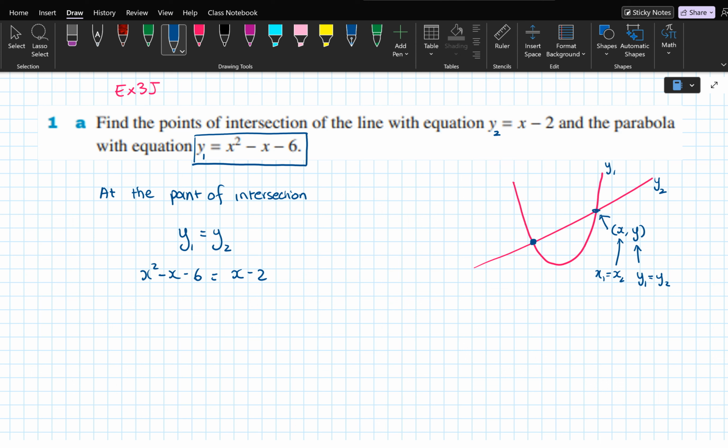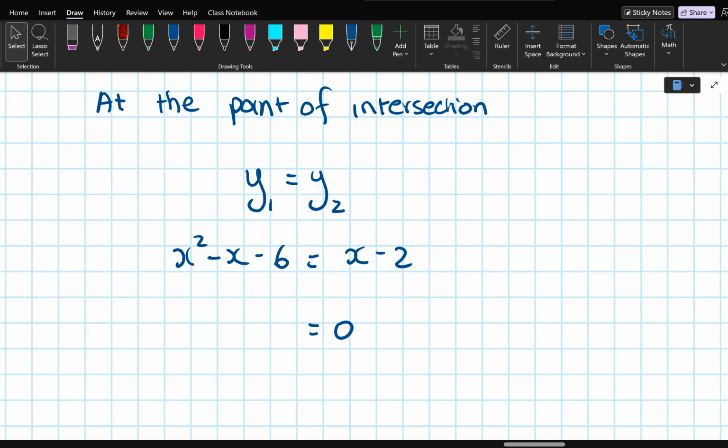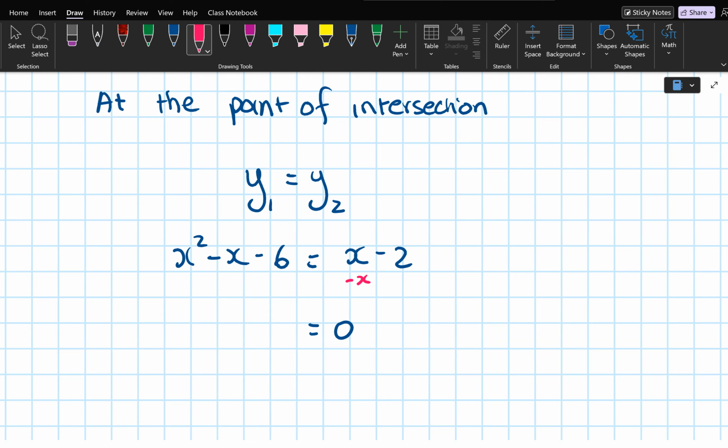Now I'm going to rearrange them to have one side equal to 0, and the reason we do that is to make our lives easier when it comes to solving, especially with quadratics. We can use the null factor law. So here I'm going to say minus x on both sides to get rid of that, and then I notice this is a minus 2, so I say plus 2 on both sides. So negative 2 plus 2 cancels out to be 0.